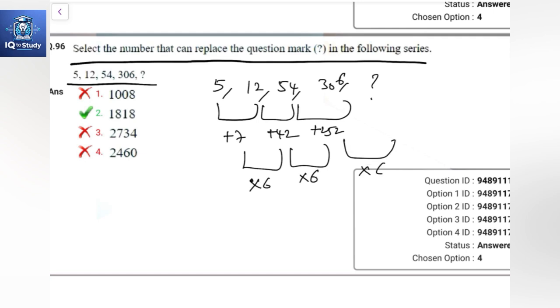Similarly 252 into 6 is equal to 1512, and now 306 plus 1512 is equal to 1818. So option 2, which is 1818, is correct.